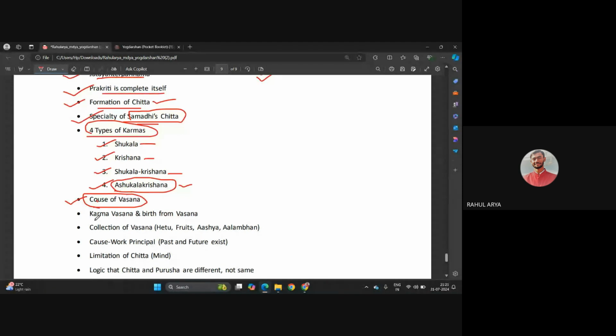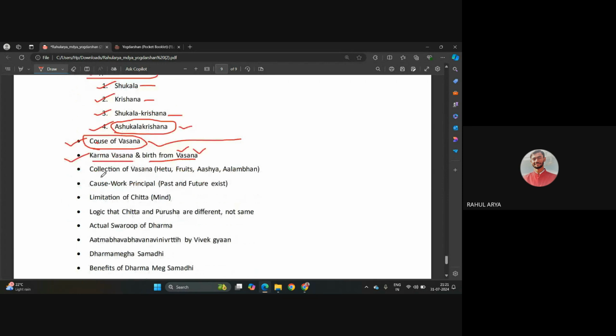And karma, vasana, and birth from vasana. How a little baby also does not want to die. That is vasana, because the vasana concept is explained in great detail in this fourth chapter. The strong habit, strong desire which we can't control, that we call vasana. Collection of vasana. So this is very important.